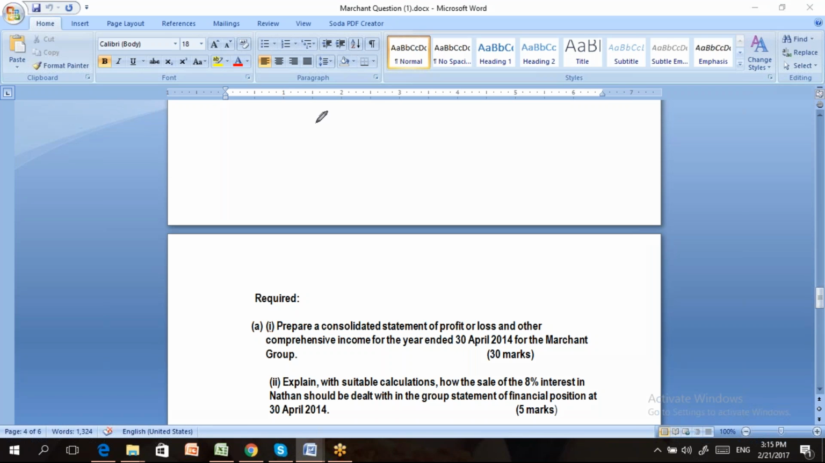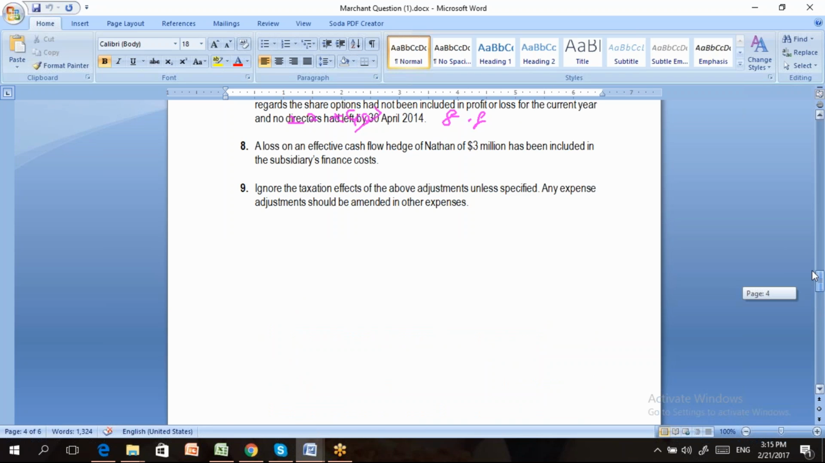So 40% of 22, 8.8, is the NCI in the subsidiary Nathan. Are you with me on that one? What about the NCI in Option? How much is that one? NCI in Option: it was a subsidiary only for half a year. If I remember right, there were no adjustments in the Option accounts.